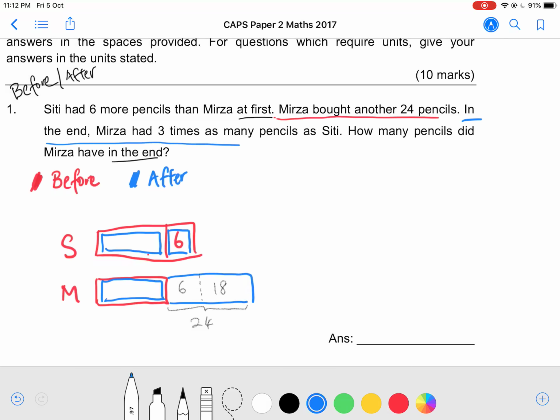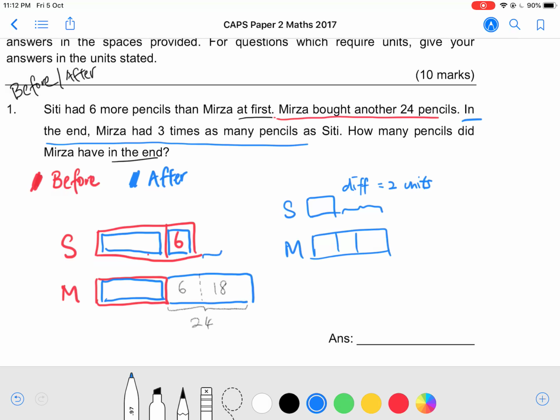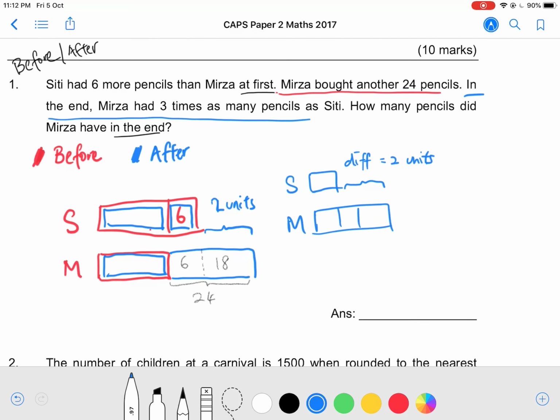Now let's continue the story. In the end, Mirza had 3 times as many pencils as City. So the model is going to be something like this. Mirza having 3 times as much as City. And you can see that the difference is actually a difference of 2 units. And these 2 units, can you see it from the model here? The 2 units is actually the difference here, right? These are the 2 units difference. So now you have it.